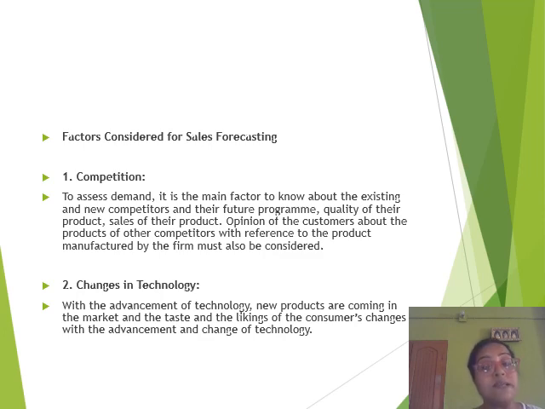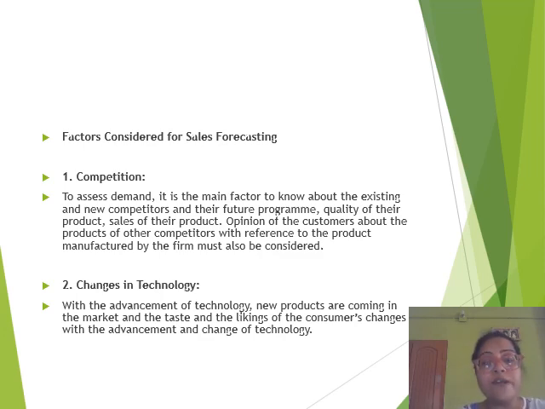So the first thing is competition. We have to understand the impact of competition in the current market, such as how many new competitors we have, what their future programs are, what unique products they are selling in the market, the quality of their products, and how they are applying different sales techniques. Then we also have to know the opinion of the customers about the products of other competitors, with reference to the product manufactured by the firm, which must also be considered.